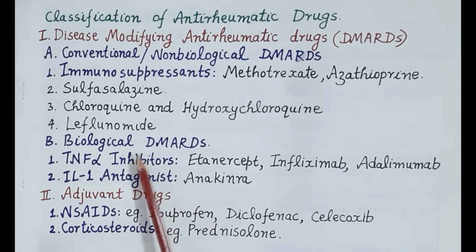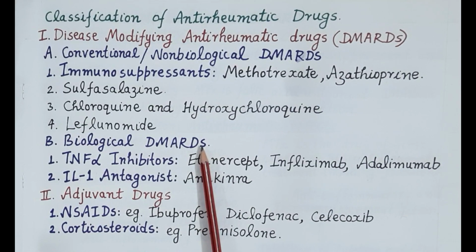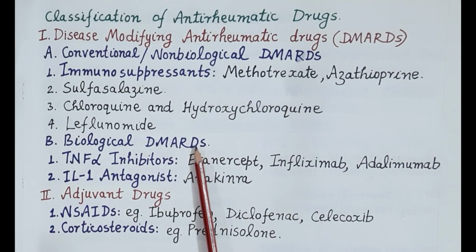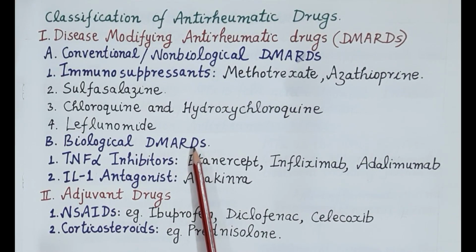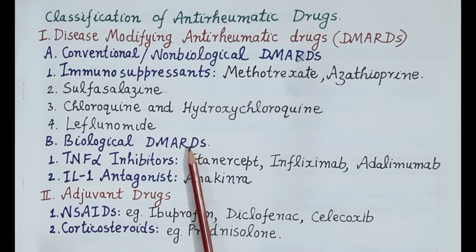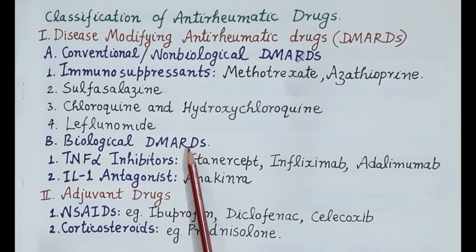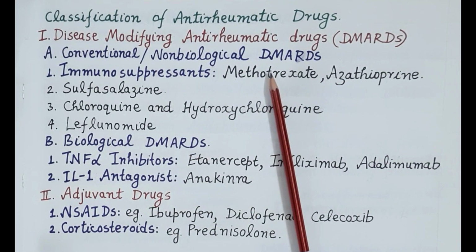Now these biological DMARDs are also very efficacious. But these drugs can cause very serious or fatal infections. So the adverse effects with biological DMARDs are higher compared to conventional DMARDs. So these biological DMARDs are used as reserve drugs for severe refractory rheumatoid arthritis not responding to synthetic or conventional DMARDs.